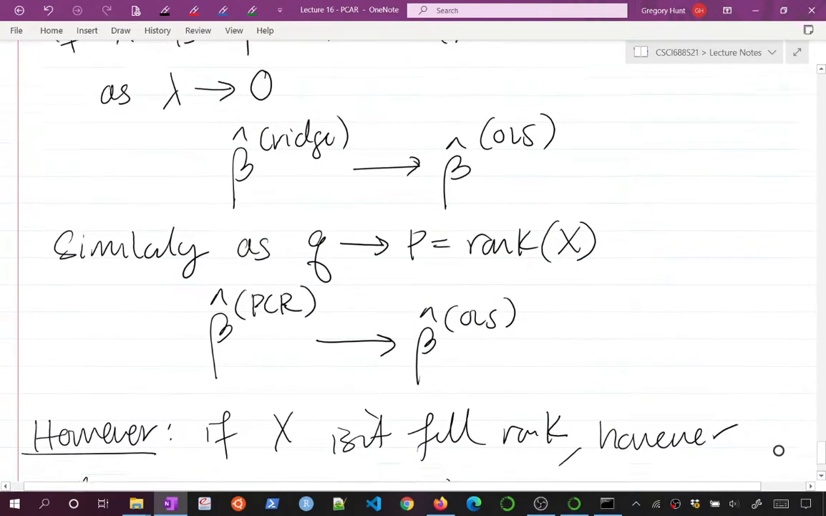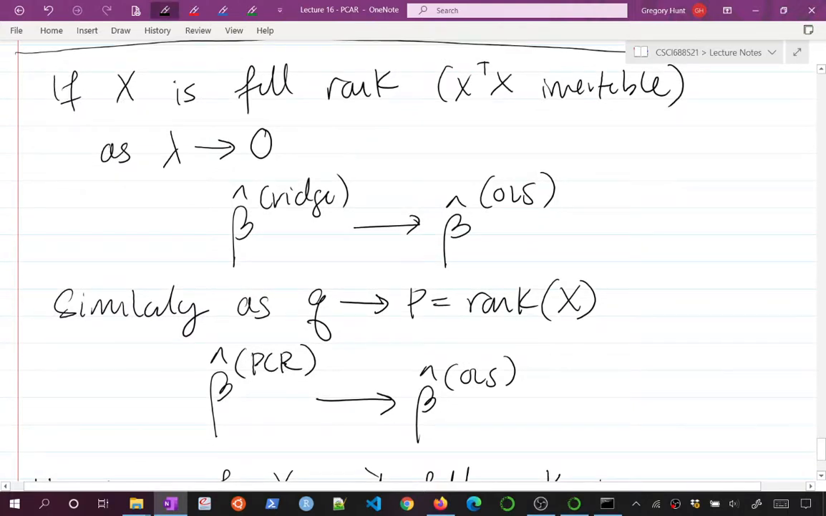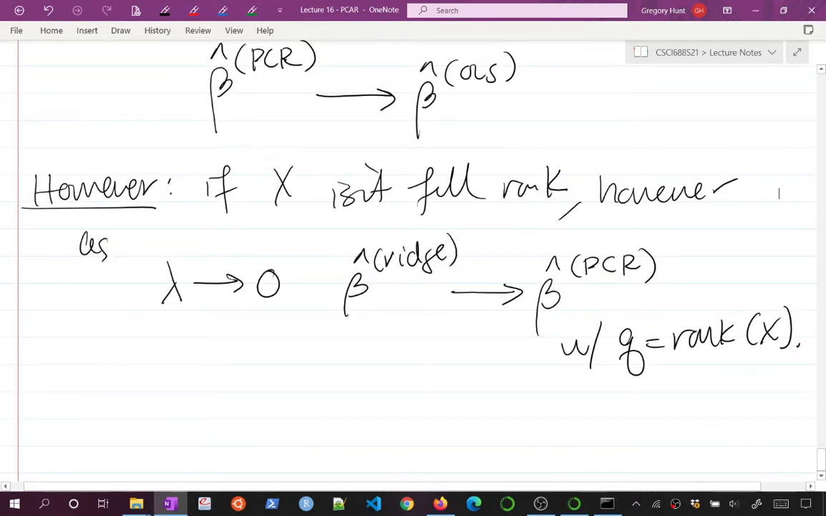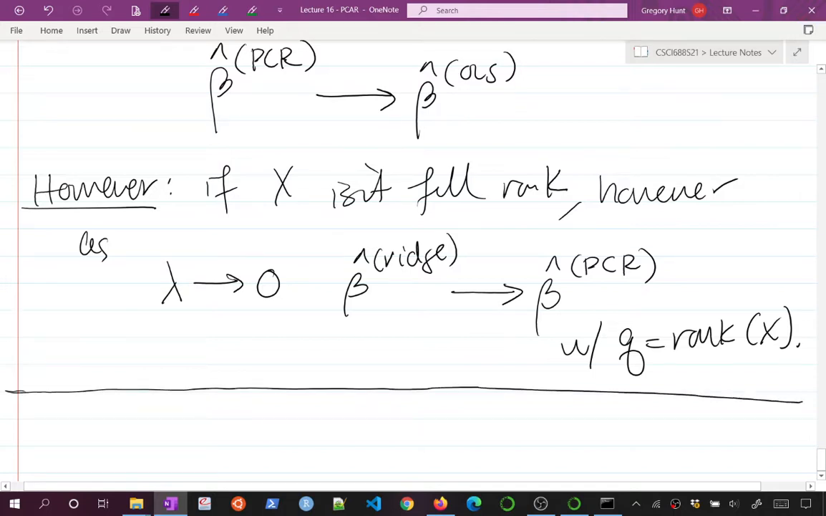So in the simple case where everything's nice and X is full rank, they're both going to converge to the same thing. If you send Q to P, it gives you the OLS, and if you send lambda to 0 for ridge, it'll give you OLS. In the case where X is not full rank, the OLS estimator is not unique. We're going to need to use something like ridge or something like PCR. And in this case, as I send lambda to 0, the ridge estimator is going to converge to the PCA regression estimator, where we choose Q to be as high as we possibly can. It can't be P because X is not full rank, but it can be as large as it can be. So in some ways, these estimators are all really intimately related to each other.